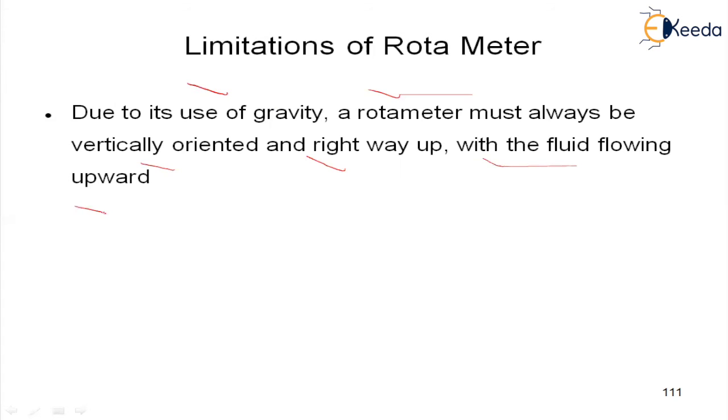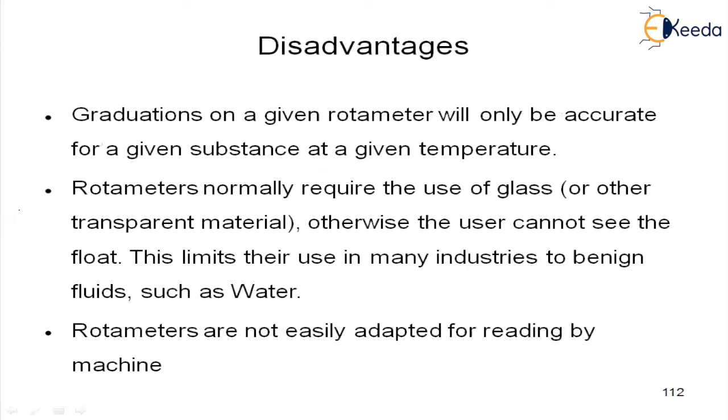It will be used only in the upward direction because the liquid always flows from bottom to top. They should not be used in a horizontal position. That is the drawback. Now, disadvantages: these rotameters will be accurate only for a given substance at a given temperature. The properties are accurate only for the given fluid and given temperature.